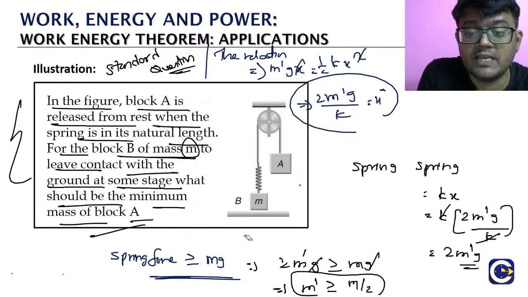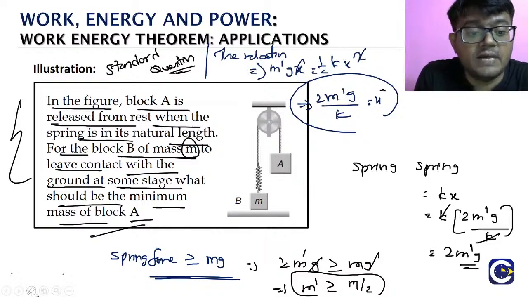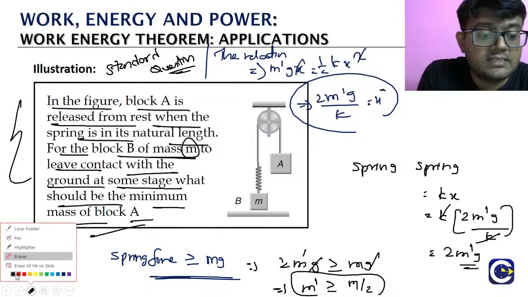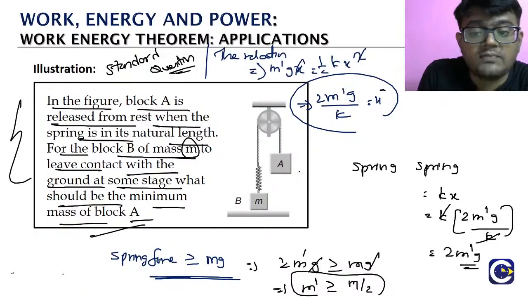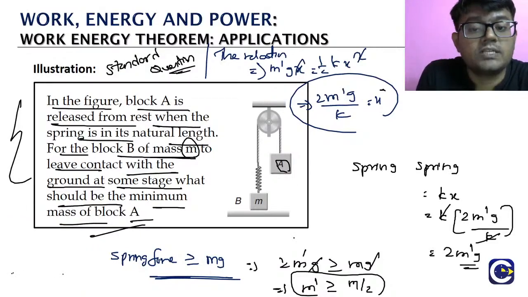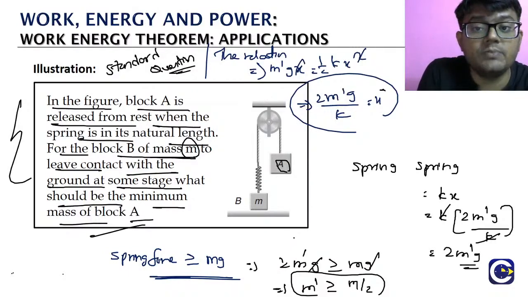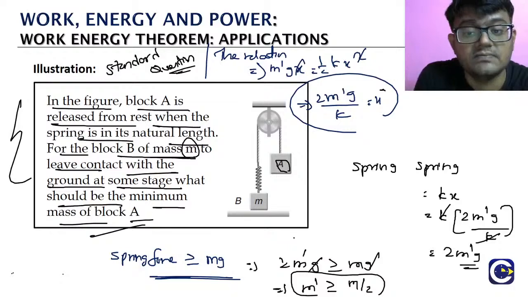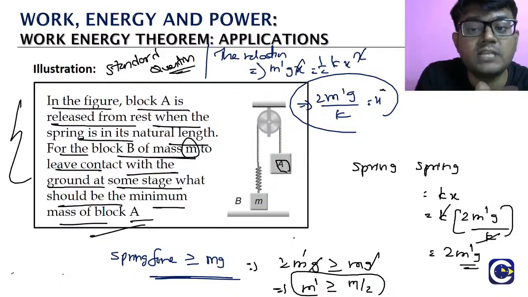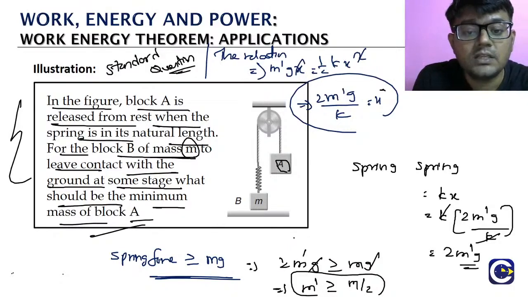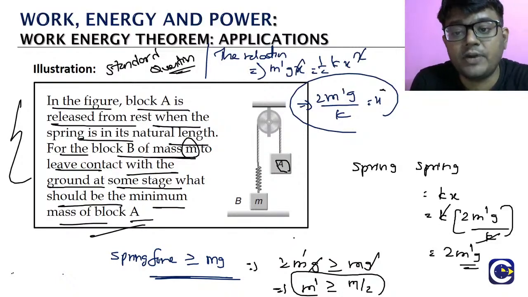Because if they are giving a question, they can give a question like this. In the bucket they will be putting a weight of mass 6 kg. They will ask what is the minimum mass of the block A so that the 6 kg will go up. If they ask that, what is the answer going to be? M by 2 means what? 6 by 2, which is 3 kg. And the block A minimum mass should be what? 3 kg, so that the 6 kg will be lifted up at some point.